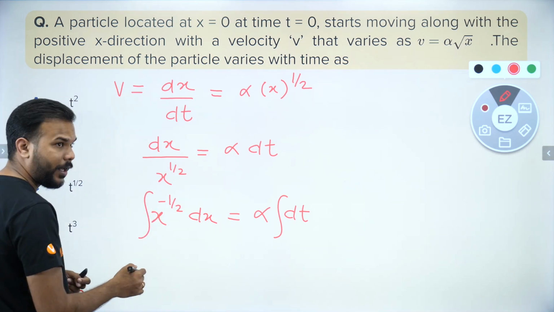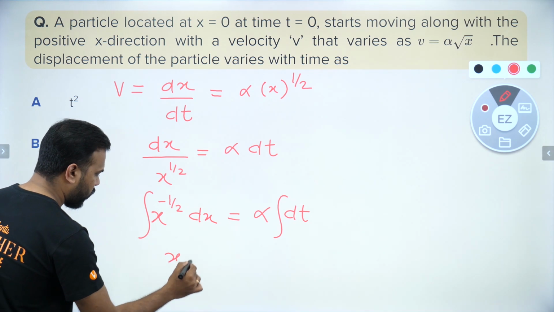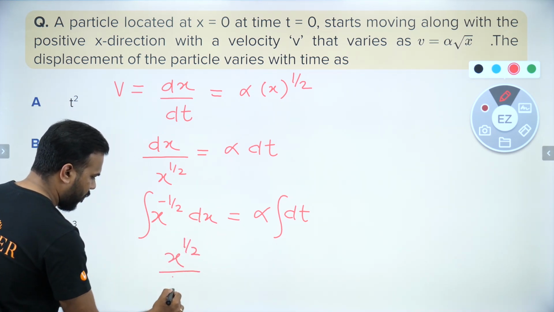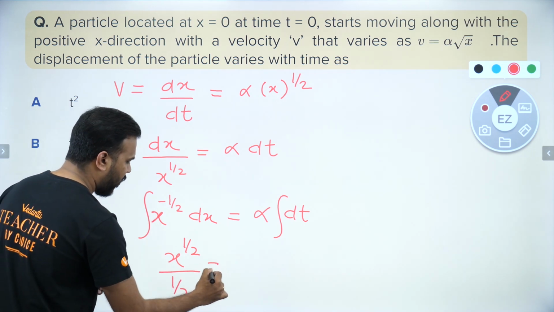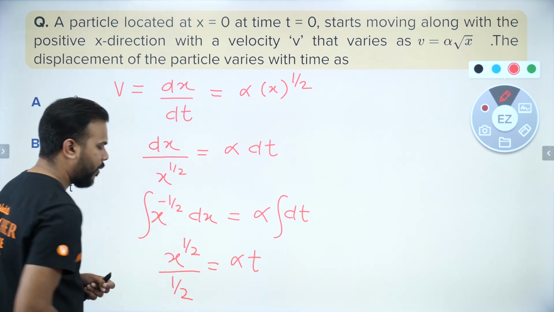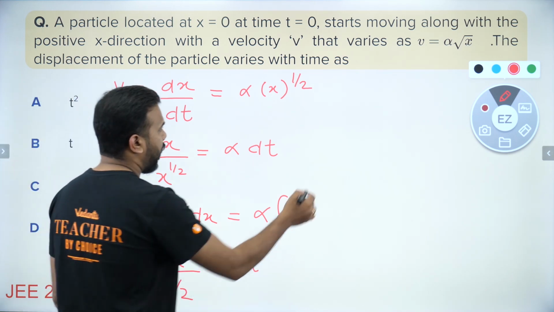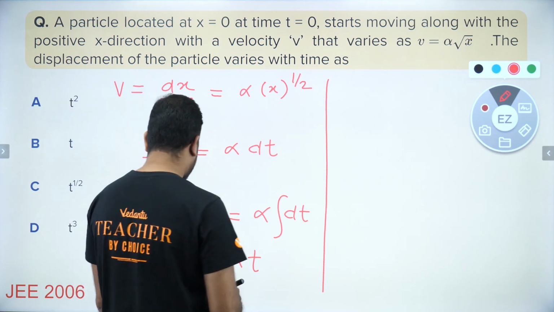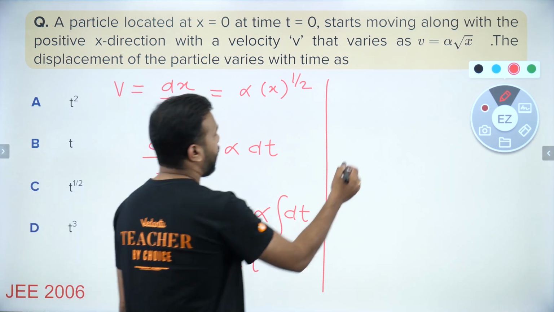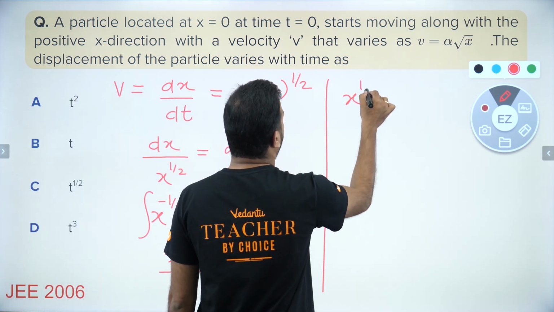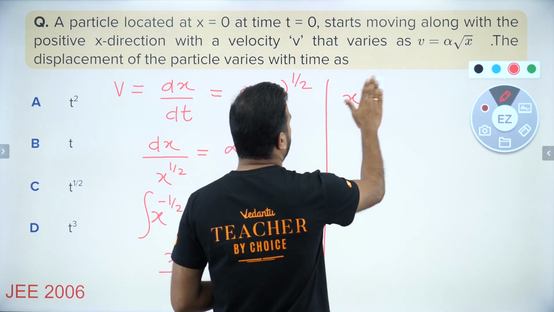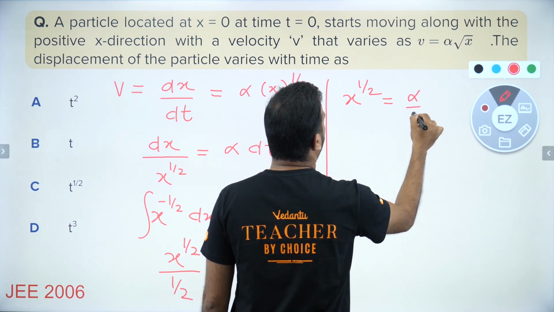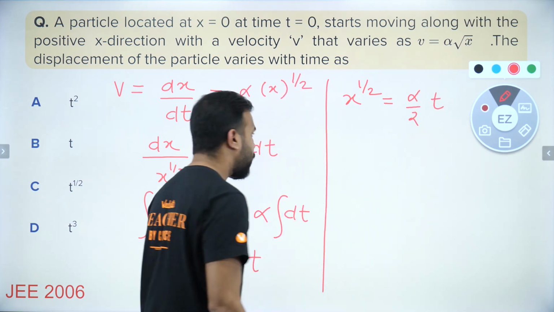We are aware of the x to the power n integration, that is x to the power minus half plus 1, which gives you half, and divided by minus half plus 1, that is also half, and here you get alpha t. Okay, so guys, now what we do, we will rearrange this. We can take this half on the other side. So we have x to the power half equal to alpha by 2 into t.